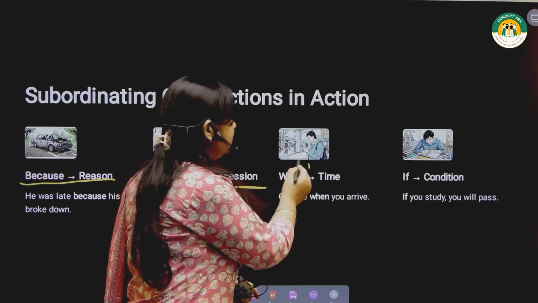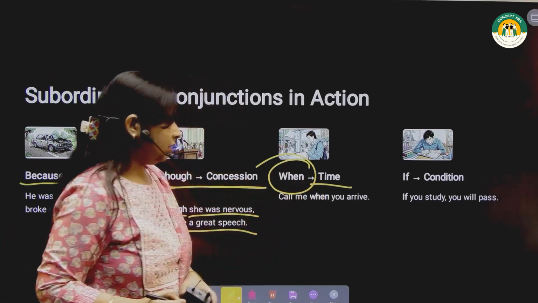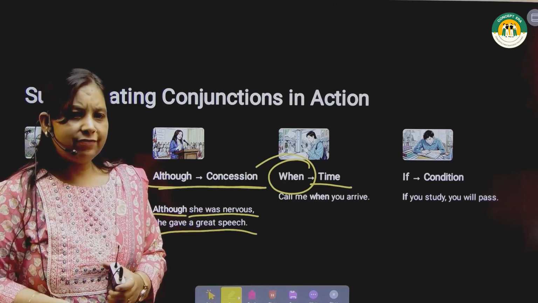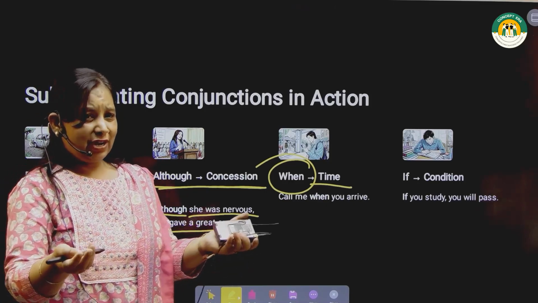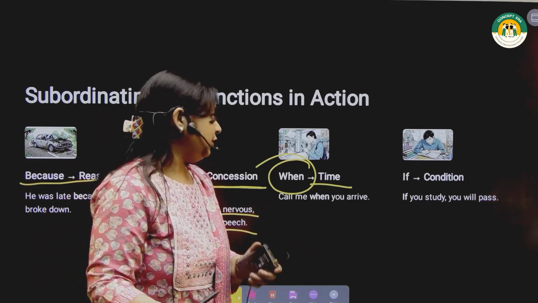Okay, we are using when also for the time. Call me when you arrive. Call me when you are free. Call me when you are available. Like these sentences we use.